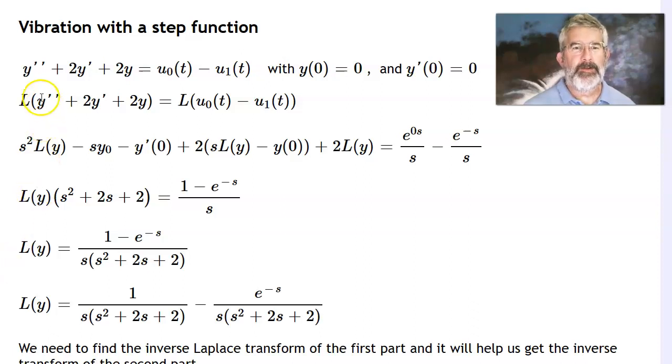So here's my differential equation. I got y double prime plus 2y prime plus 2y equals u0 of t minus u1 of t. So this just turns on at 0 and it shuts off at 1. So the forcing function is just a hit.